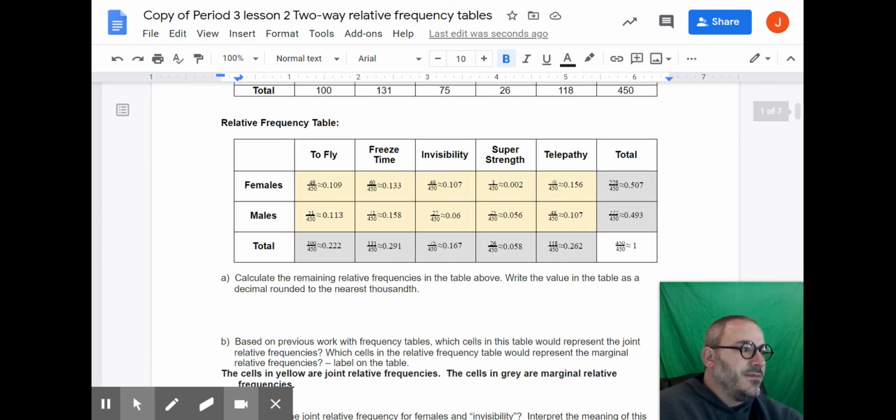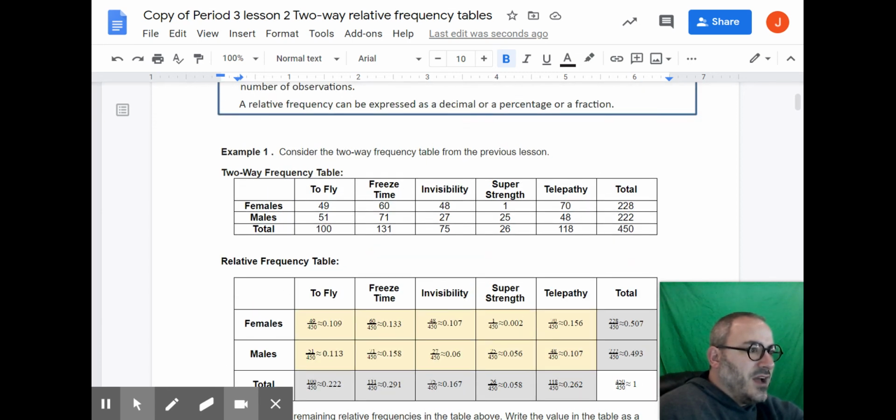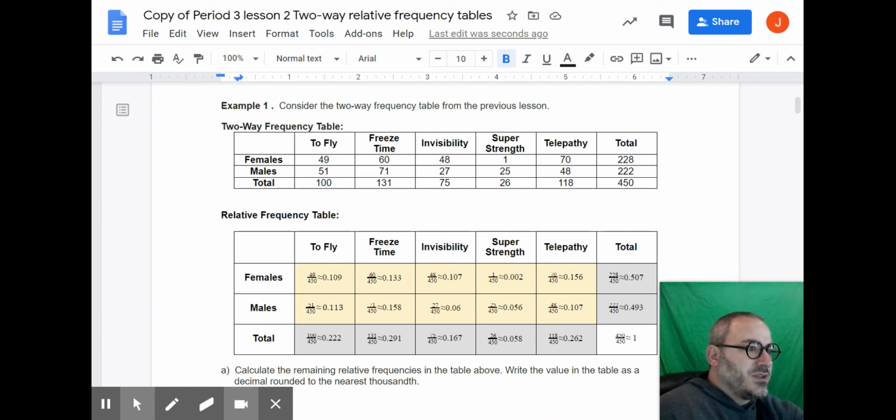Well, let's see this. Freeze time got a total marginal relative frequency of 29.1%, whereas telepathy got 26.2%, right? Telepathy was the most popular among females, freeze time being second place. But among males, freeze time was the most popular. So it was a total of 131 people wanted freeze time. Telepathy was 118. The relative frequencies are 29.1 versus 26.2.